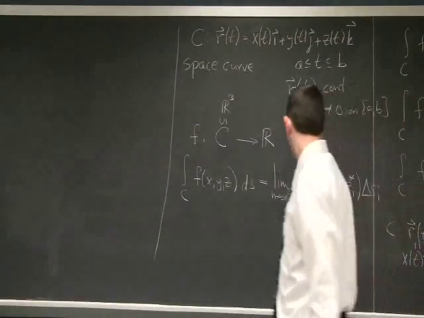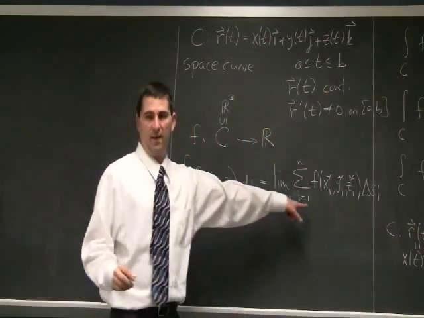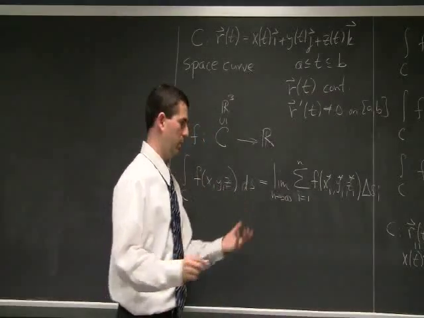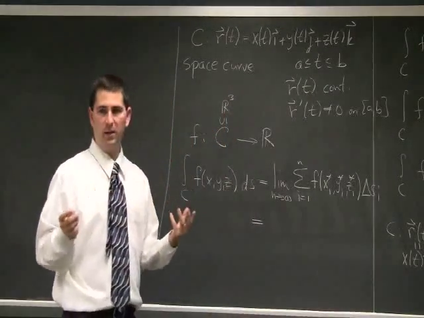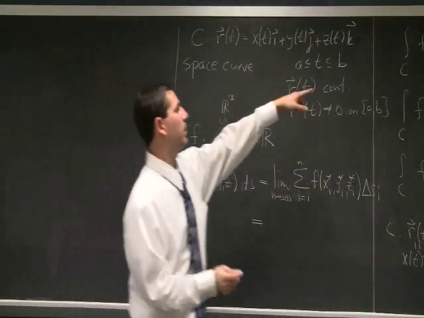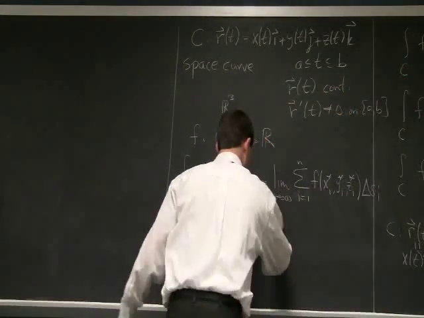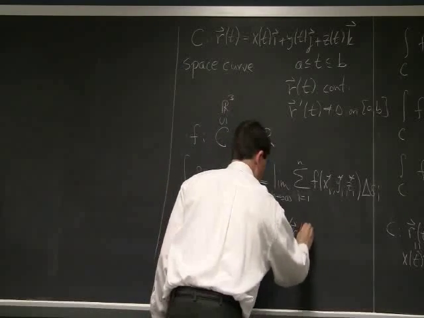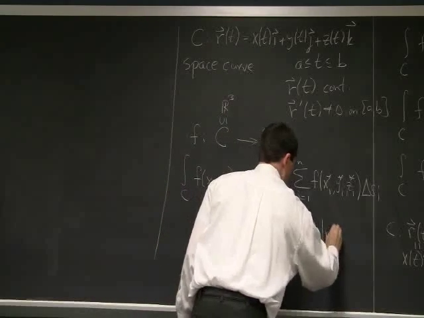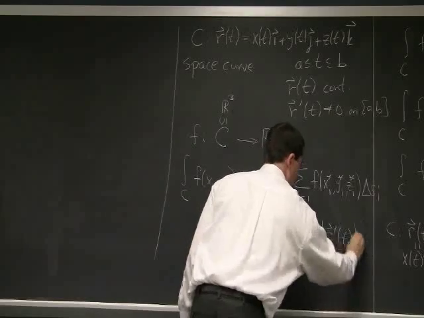And of course, we don't ever want to have to compute this limit, so immediately we write down a better formula for it. And what you'll see is actually the formula doesn't change at all because of the way we wrote this down originally. This is again the integral from a to b of f of r of t times the norm of r prime of t dt.